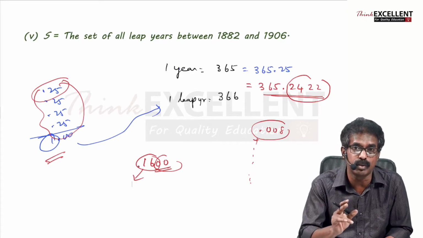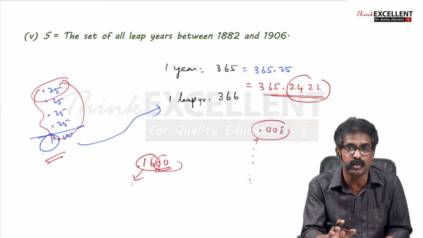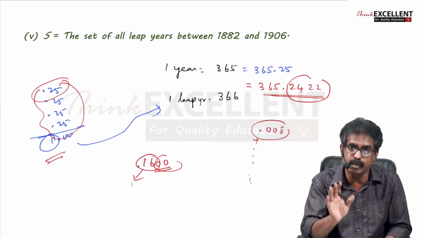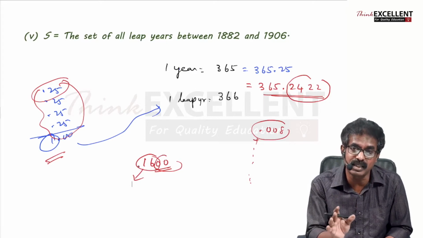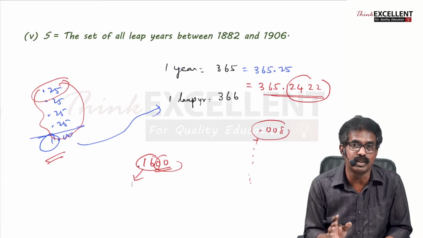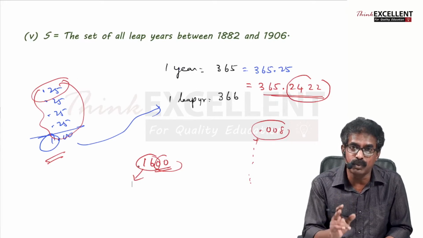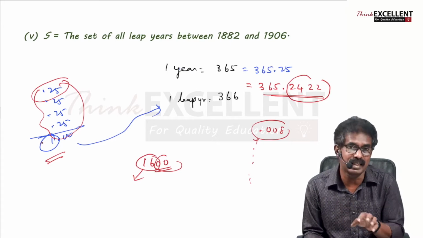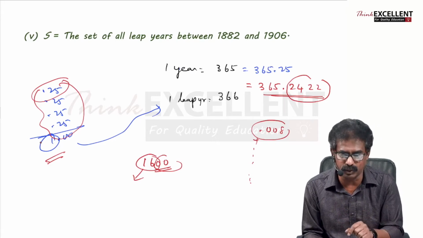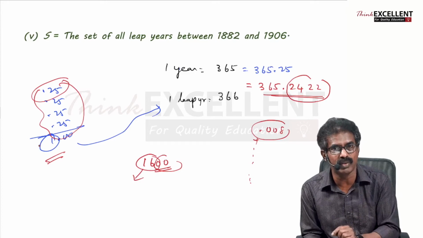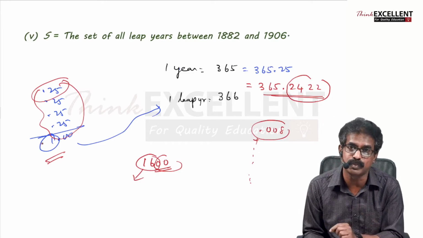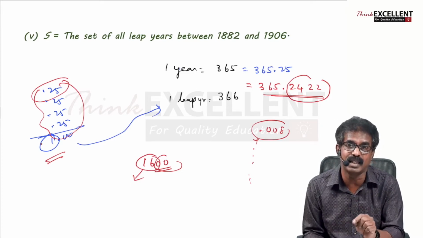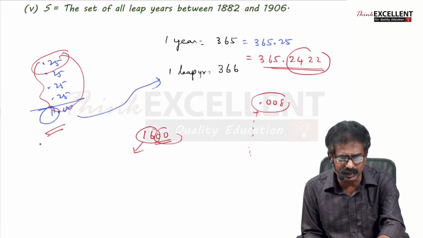You check whether it is divisible by 400. Definitely it will be divisible by 4, because ending with 2 zeros, it is divisible by 4. But for such years, you have to check whether it is divisible by 400. Then only we say it is a leap year. So the reason is to minimize that error. How does the error come? Hope you understood. 365 point, it is not 25 actually, it is 2422, slightly lesser than 0.25. So that's the reason.